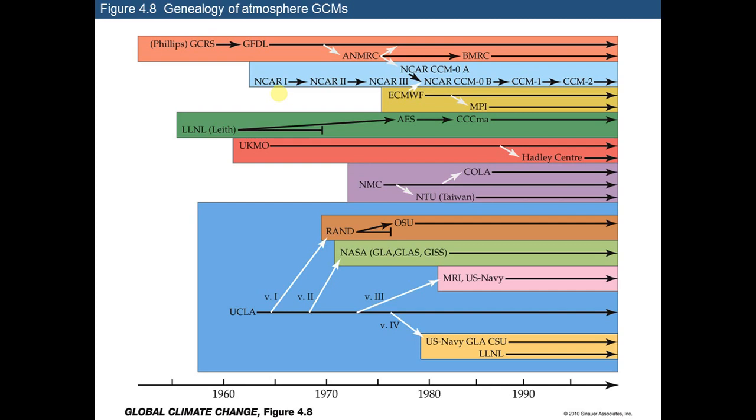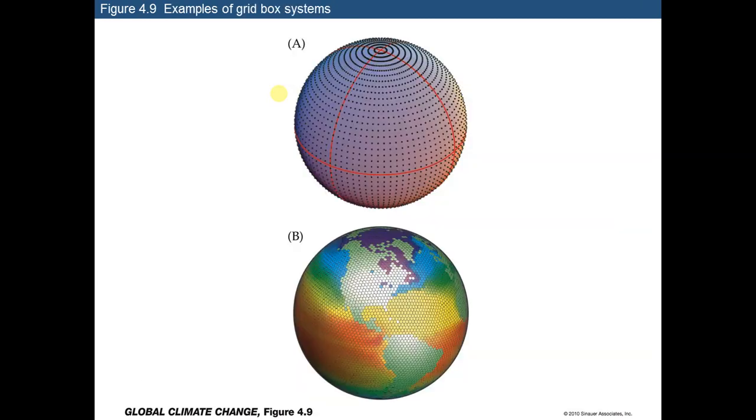So hopefully you're getting an understanding and recognize that as we went forward through decades, through the 60s, 70s, and 80s, the climate models became faster, their resolution increased, and they became better able to provide a complete picture of the Earth's climate. Now, talking more about grid boxes, here are some examples of grid box systems.